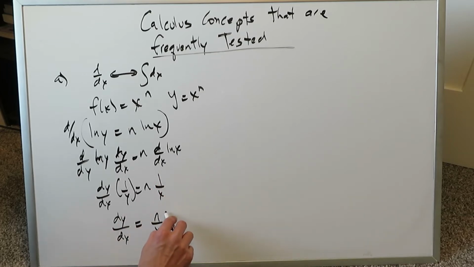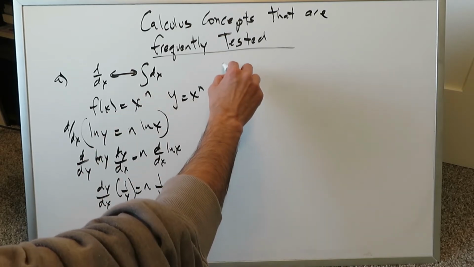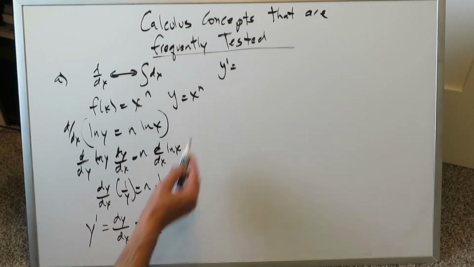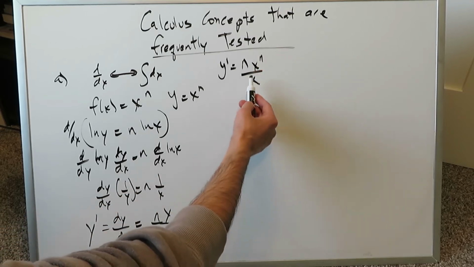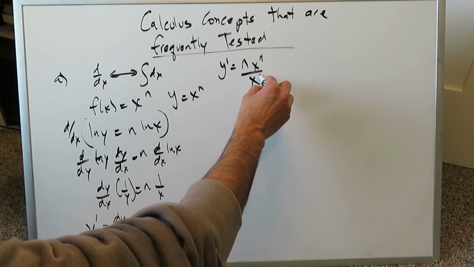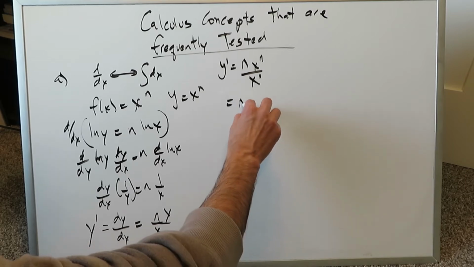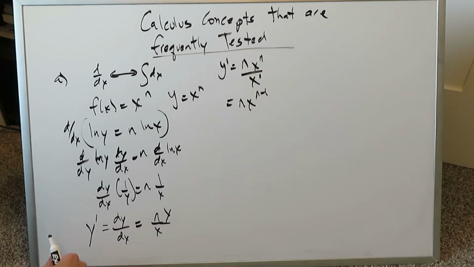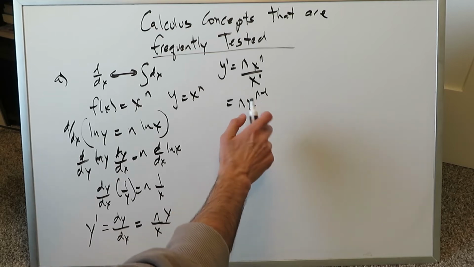y comes on the other side, cross multiplies. You have ny over x. But what was y? y was equal to x to the n. Resubstitute that. y prime or dy over dx, these are all synonymous terms. y prime is equal to n x to the n over x. But this n x to the n over x can be written in a better way using the laws or the properties of exponents. You can do n x to the n minus 1, because when you're dividing expressions where the bases are the same, the exponents subtract, and this is what we have.